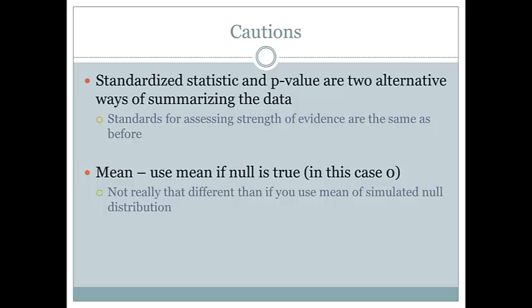Secondly, when we plug the mean in to compute the standardized statistic, typically you would use the mean value of the statistic if the null hypothesis is true. In this case, it's 0. It's not really that different if you use the mean of the simulated null distribution. In this case, that was 0.002. Typically, we just use the hypothetical mean from the null hypothesis, but either way gets you a very similar answer.